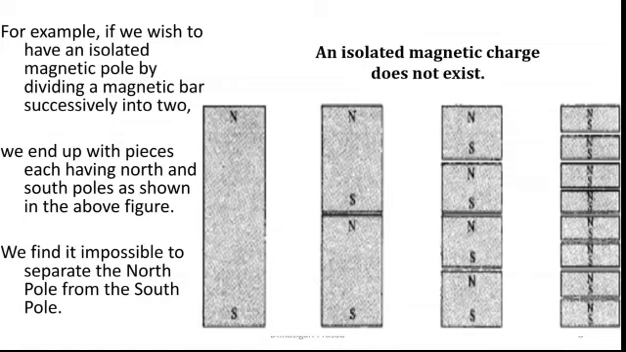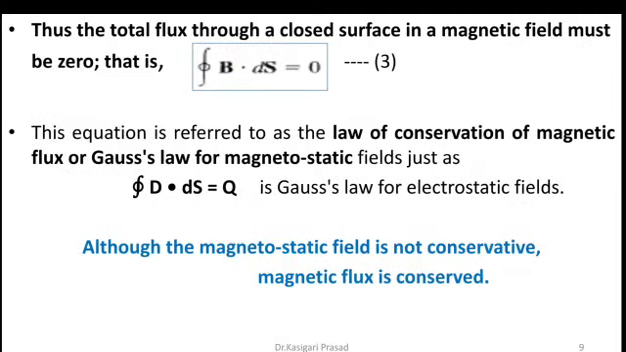If you subdivide the same magnetic bars into small pieces, each piece is encompassed with north pole and south pole. It concludes that it is very difficult, indeed impossible, to separate the north pole from the south pole. Thus, the total flux through a closed surface in a magnetic field must be 0. So, this is the conclusion.